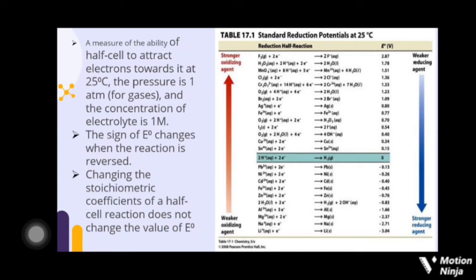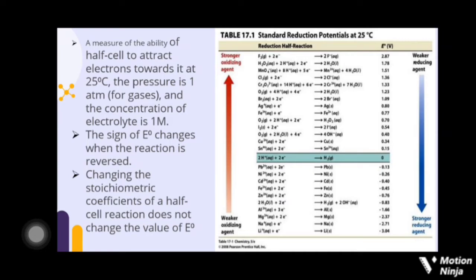Next, anode oxidation. Since it is the anode, it will lose electrons, so it will break down from cobalt solid to cobalt 2 plus aqueous plus 2 electrons. So in calculating the standard state condition of cobalt and silver, we need to use the formula.